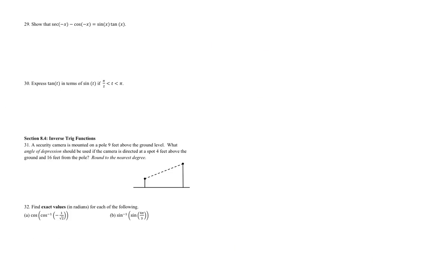For question number 29, we want to show that secant of negative x minus cosine of negative x is equal to sine of x times tangent of x. So let's start with the left-hand side. So I'm going to write left, and our left-hand side is secant of negative x minus cosine of negative x. And I know that cosine is an even function and secant is an even function. So I can write this as secant of x minus cosine of x.